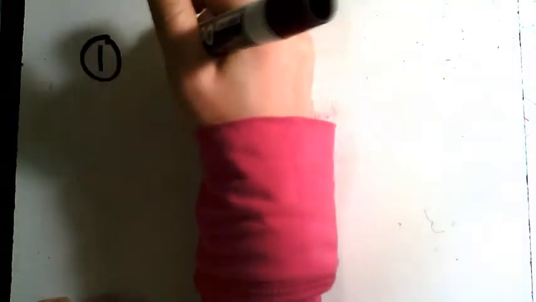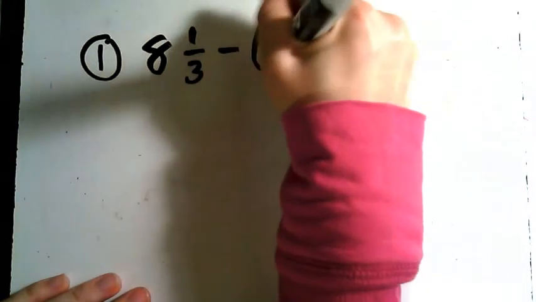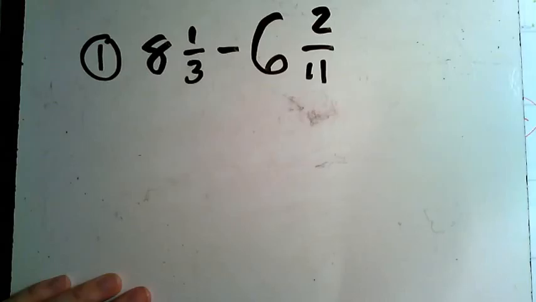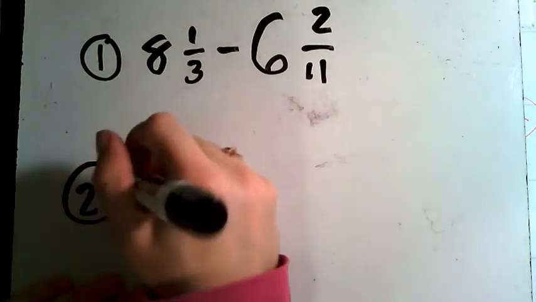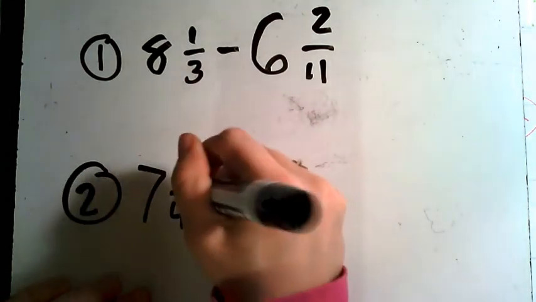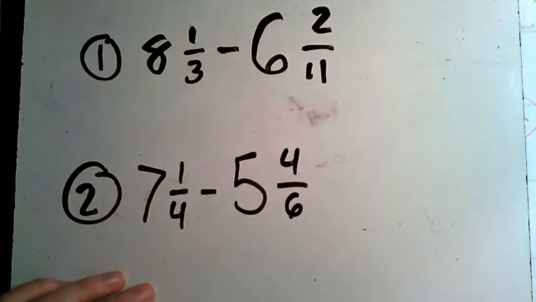So here are your 2 problems. The first problem is 8 and 1/3 minus 6 and 2/11. And the second problem is 7 and 1/4 minus 5 and 4/6.